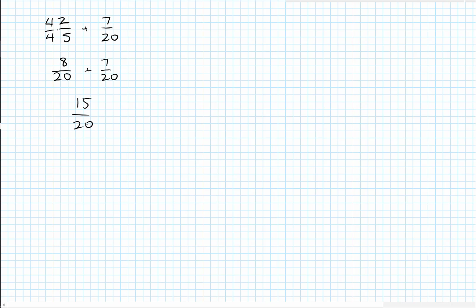We still have to reduce this, right? Both 15 and 20 have factors of 5. So this is 3 times 5 on the top and 4 times 5 on the bottom. The 5 over 5 is just 1, and that leaves us with 3/4.